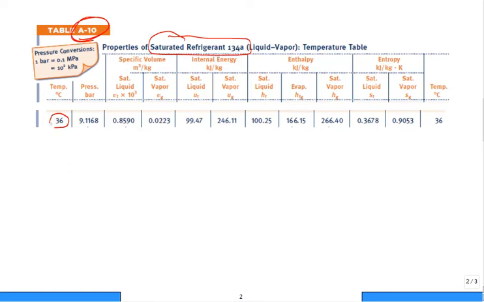And we look down for a line of temperature of 36 degrees C, and we read off our V sub F and our V sub G. Remember, there's this 10 to the 3 up here, so the value for V sub F is 0.000859, not just that numeric value right there. And that's units of meter cubed per kilogram. That's V sub F. And then V sub G, much larger, it's 0.0223 meter cubed per kilogram.